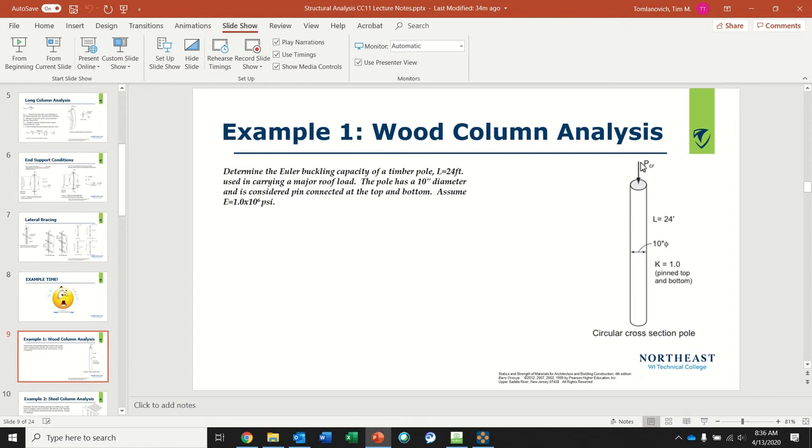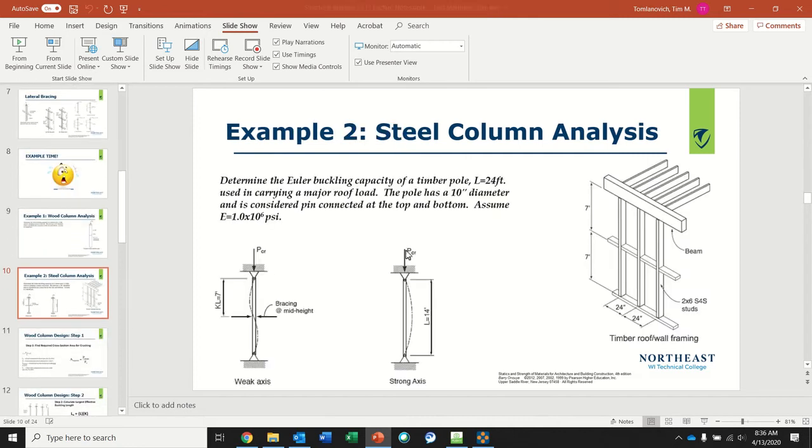So if it is greater, we're going to have to do something different here. We're going to have to make this column bigger, right? Or we're going to have to reduce the load somehow, or we're going to have to reduce the span. So there's a lot to think about when we're doing design of columns.